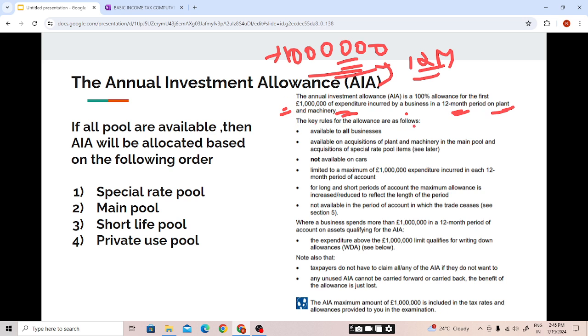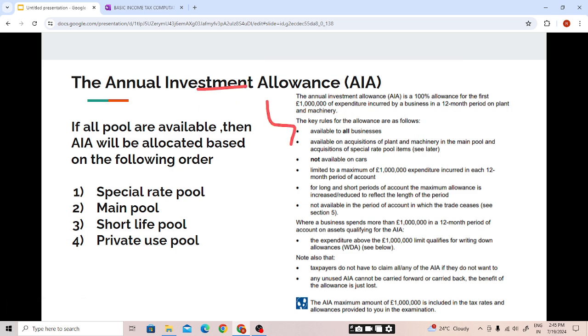The key rules for the allowance are as follows. AIA is available to all businesses. It is available on acquisition of plant and machinery in the main pool and the special rate pool. So AIA is available on plant and machinery in the main pool and special rate pool. Not available on cars. So AIA is not available on cars. It is limited to a maximum of 1 million pound expenditure incurred in each 12-month period of account. So students, for each 12-month period of accounts, we have 1 million pound as the AIA.